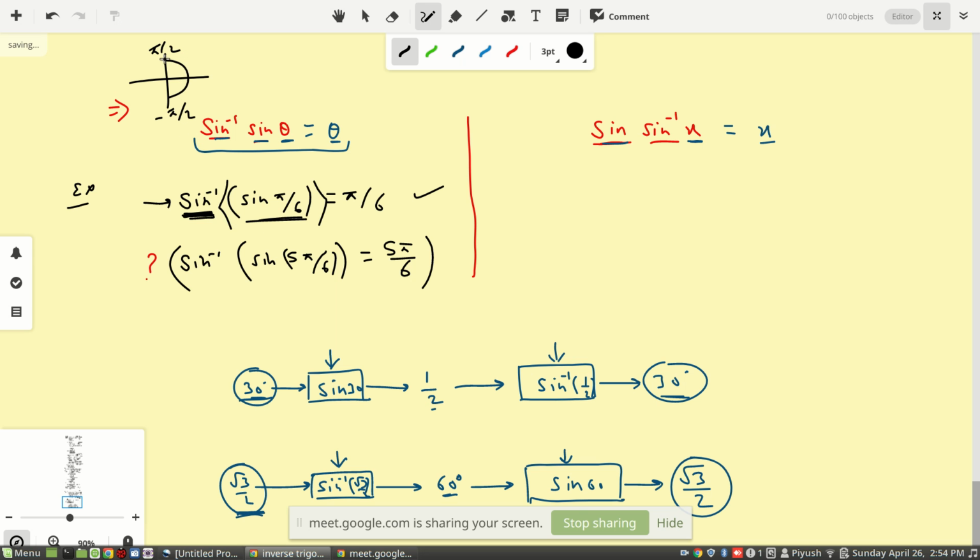So if the output is coming from this region overall, then it is fine. If it is not coming, then it is not good. In this first example, that is fine because the final answer is pi by 6. But in the second example, your answer is 5 pi by 6. 5 pi by 6 doesn't belong to this region. So that's why this is not good.